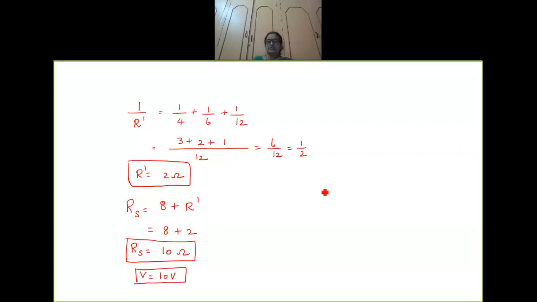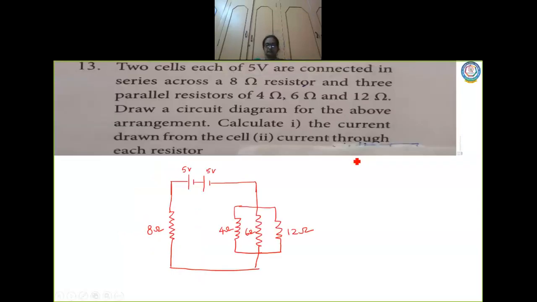So what will be the value of current now? Current will be I is equal to V by R. So V is 10 volt. Resistance is also 10. So the current is 1 ampere. Okay? So what is the value of current that is flowing across the resistor? Now come back to the diagram. The value of current that is flowing through this 8 ohm resistor is 1 ampere.